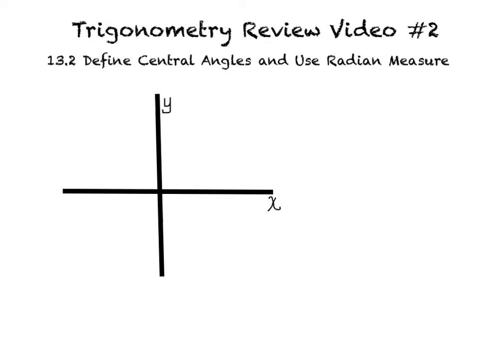angle definitions. We're going to define an angle based on a coordinate plane. So a standard position: if the vertex is at the origin and one ray or one side of the angle is the x-axis, the x-axis would be called the initial side. This side would be called the terminal side. So let's just get this. This is a standard position.